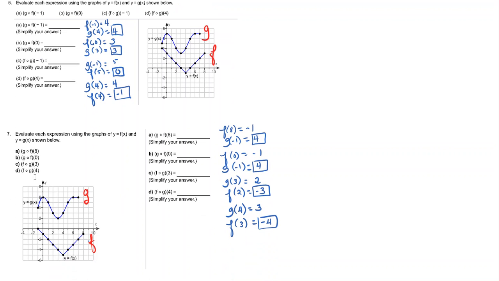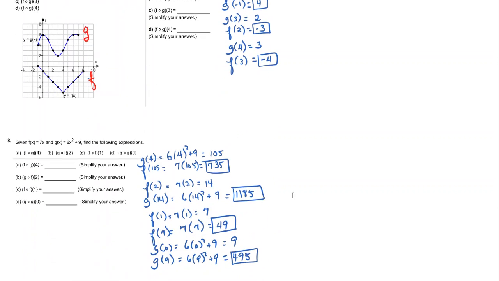Same thing with these. You're finding g of f of 8 and g of f of 0 and f of g of 3 and f of g of 4. I've gotten them written down here. You always start out to the right, get a value, and then do it again and go to the other function. So those should be pretty good. You should be able to do those.